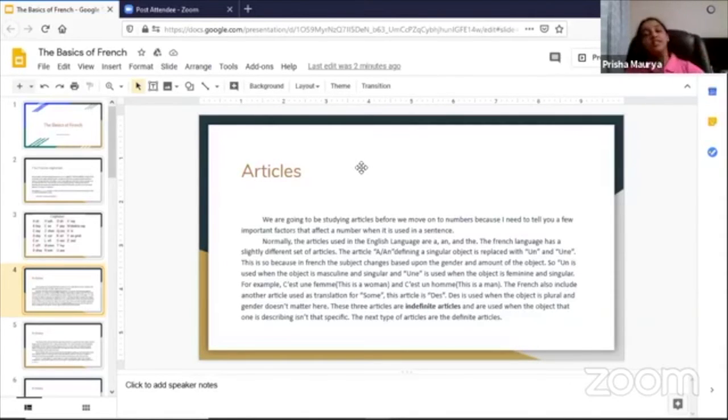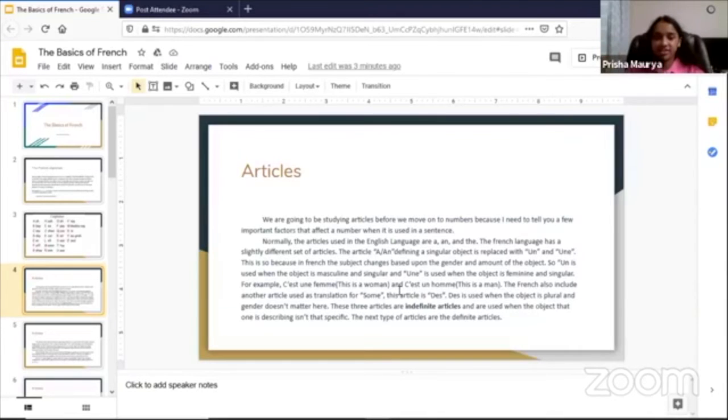You might want to write it down. These are used to refer to a singular object, and a and an are replaced with un and une. This is because in French, the article changes based upon the gender and the amount of the object. If the object that we're talking about is masculine and singular, we're going to be using un as our article before it. So if we're talking about a man, which is listed over here, we're going to say un, because it's singular, and of course because it's a man, it's male.